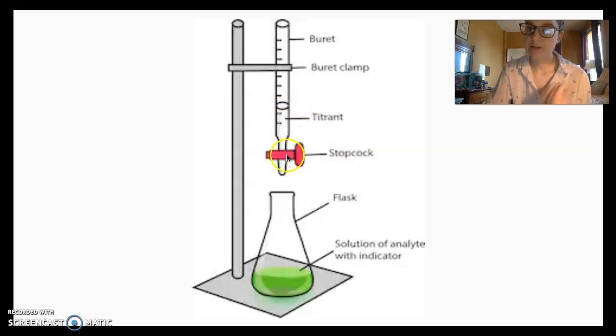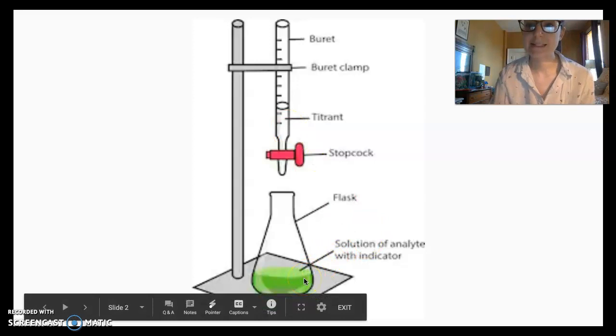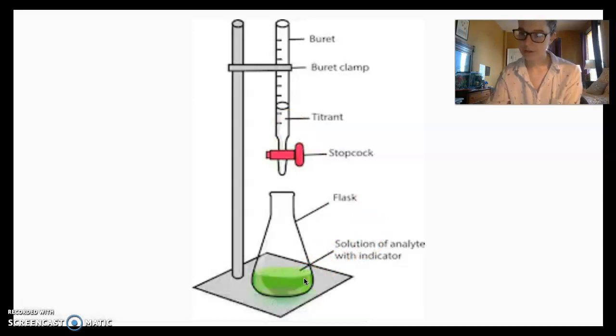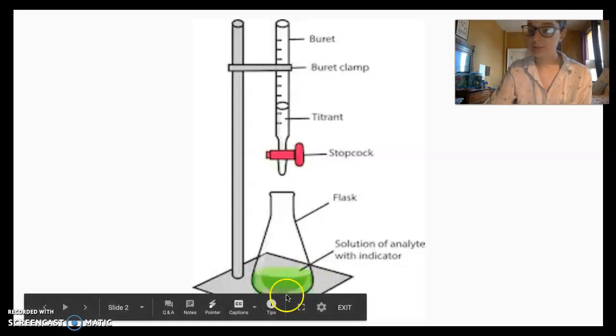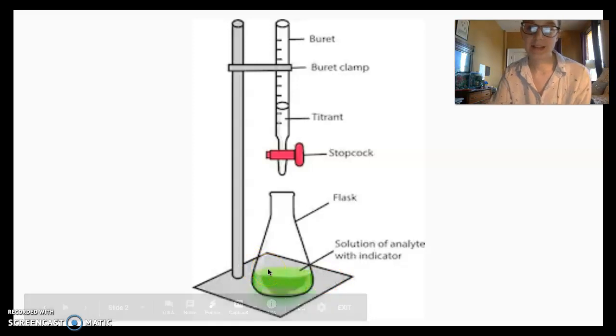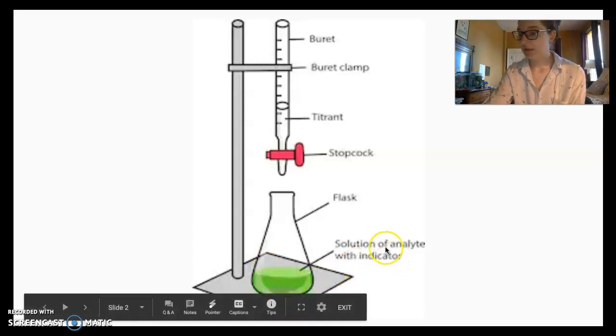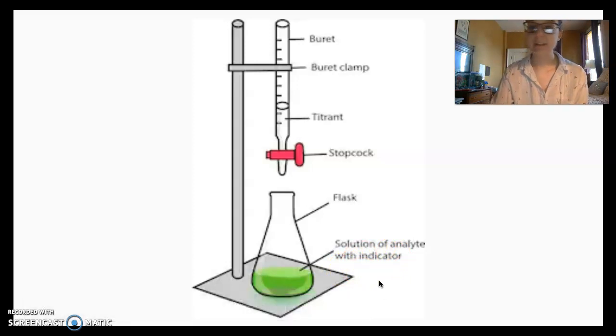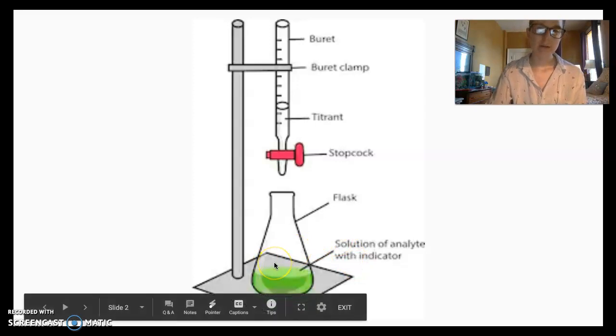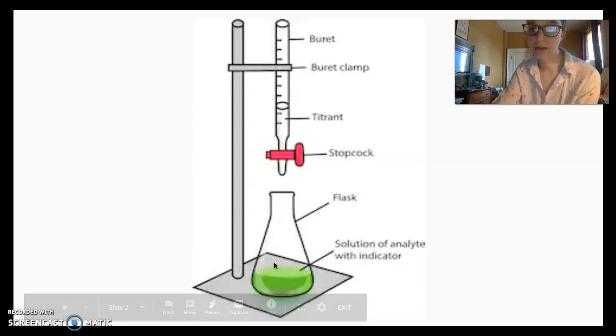So we use this to control how much titrant we are adding to the analyte, which is a second chemical solution that we do not know the concentration of. We know what volume we start with, but we don't know the concentration or molarity of that chemical that we're starting with. With the analyte, we also add an indicator. In acid-base titrations, a lot of time this is phenolphthalein, which again is clear with an acidic solution, and then it turns pink as the solution becomes more basic.